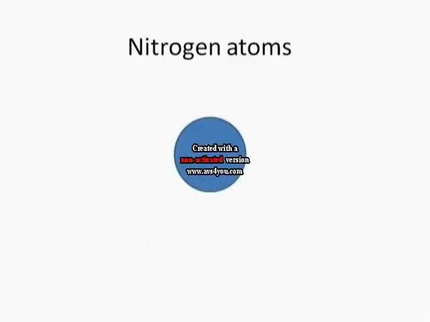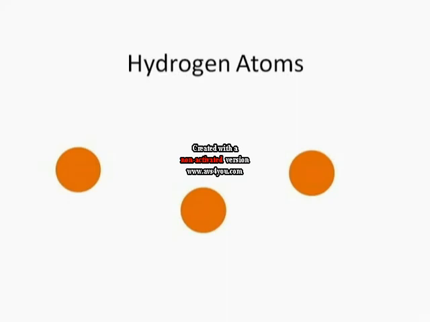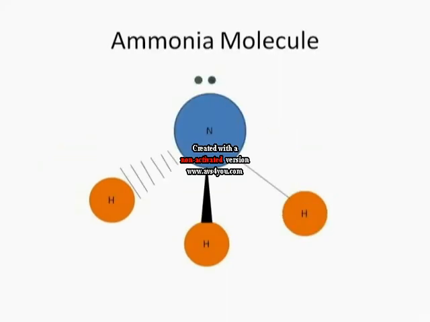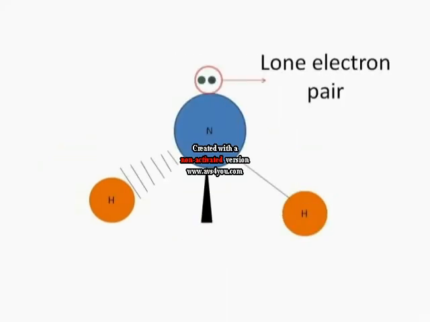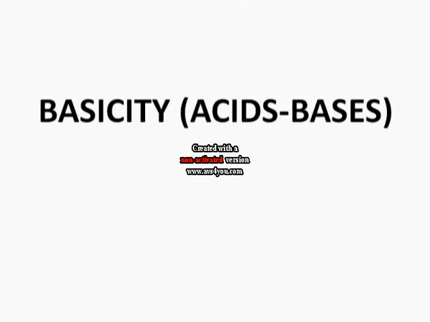It is composed of nitrogen and hydrogen, which covalently bond together. The nitrogen atom in the molecule has a lone electron pair, which makes ammonia a base, or a proton acceptor. One of the most important characteristic properties of ammonia is its basicity.